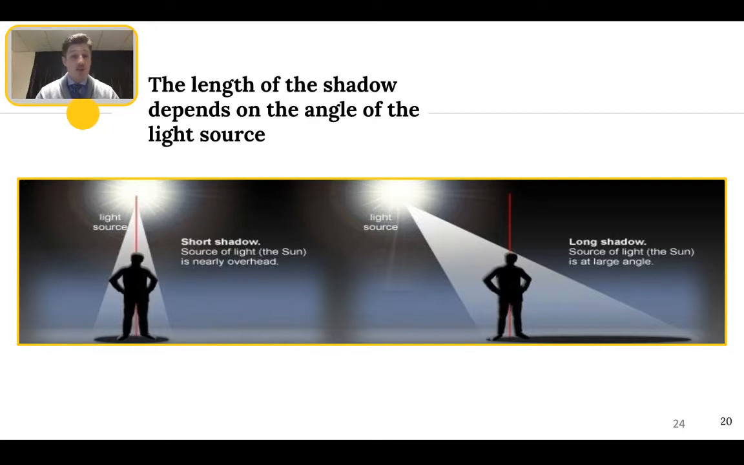The changing of length of the shadow can be seen as the sun moves across the sky. In the morning and afternoon, the shadows created are longest, as the sun has the greatest angle. The shortest shadows are formed at midday, when the sun is directly overhead, like in this diagram.